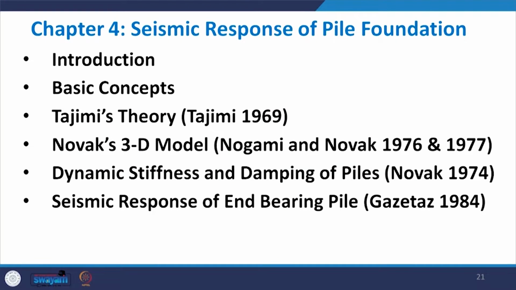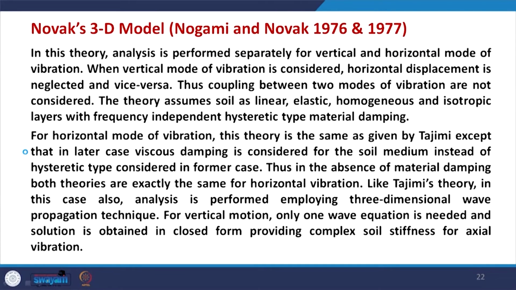and there are two papers. The first one is from 1976 by Nogami and Novak, and the second one by Novak and Nogami in 1977. After that, we are going to talk about the solution given by Novak in 1974 and finally Gestalt. So, let us start from this Novak's 3D model. We are going to start from this point and continue with this.